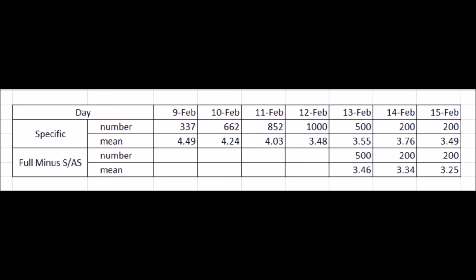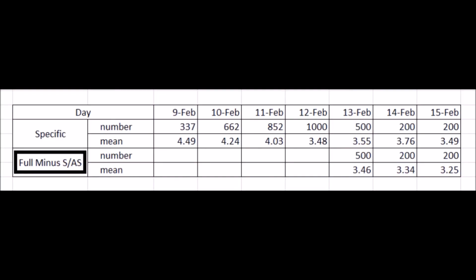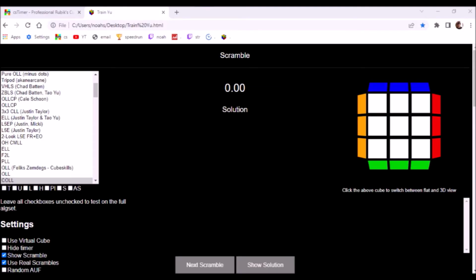Here we have a chart that shows the results of this practice. Specific means practicing the specific algs I talked about earlier. Full minus S/AS means practicing the full set of COLLs minus soon and anti-soon. You can do this easily with Train U by selecting COLL and checking every box except soon and anti-soon. Also make sure to select the option Random AUF so that you can practice recognition from multiple angles.